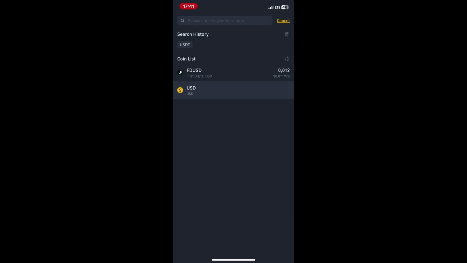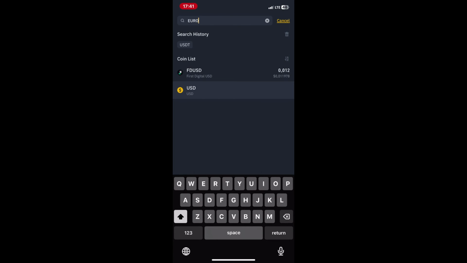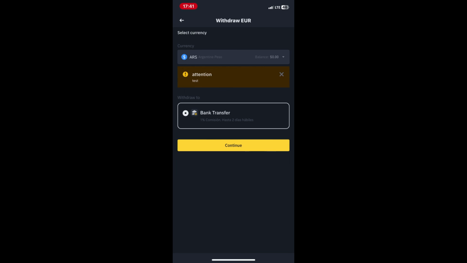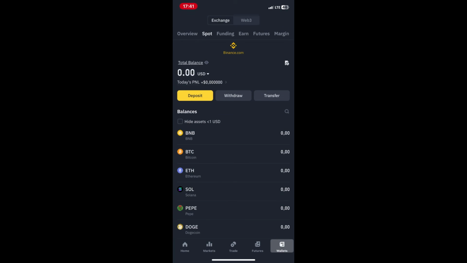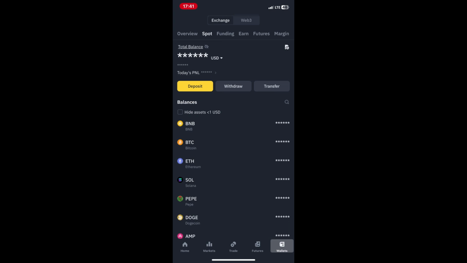After withdrawing funds from Binance, consider securing your funds by storing them in a secure wallet or investment vehicle. And congratulations, you've successfully withdrawn crypto from Binance to your bank account. Remember to stay informed about transaction fees, processing time, and security measures to ensure a smooth withdrawal experience.